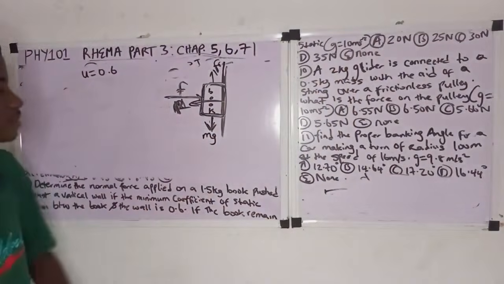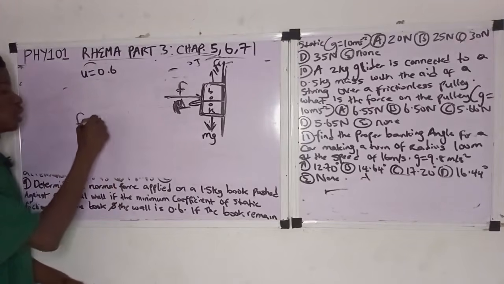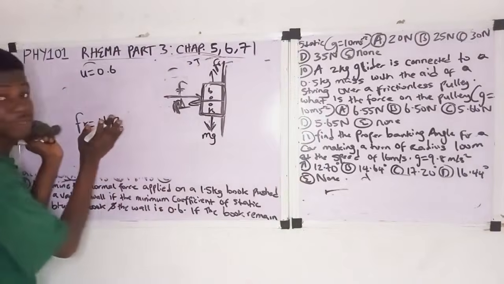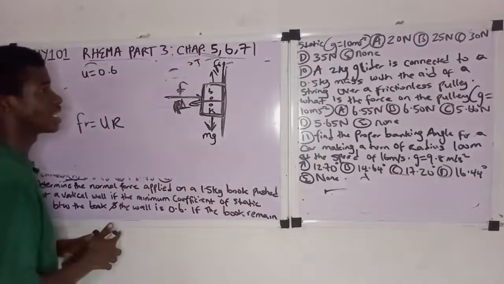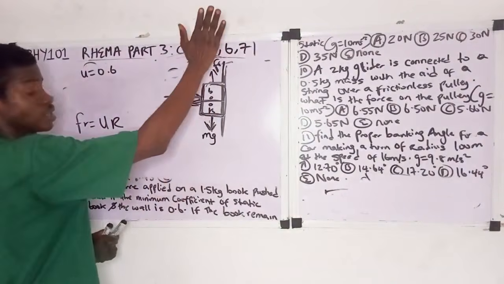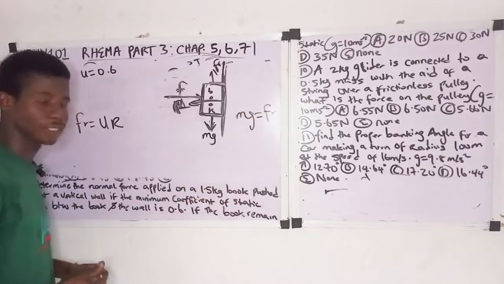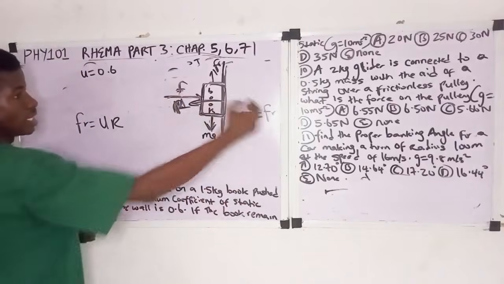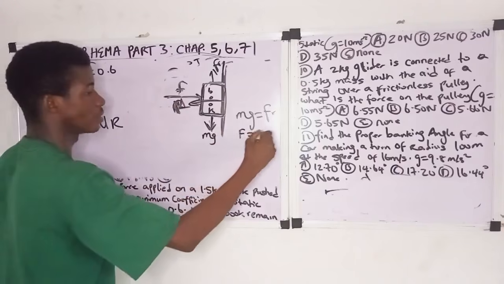Yes. Now let's do some relations. We all know that friction is equal to mu R, the coefficient of friction times the normal reaction force. Now let's see which forces are equating each other here. We find that the weight equals the friction. So mg is equal to friction. This normal force applied to the book is equating the normal reaction force, so the normal force equals R.